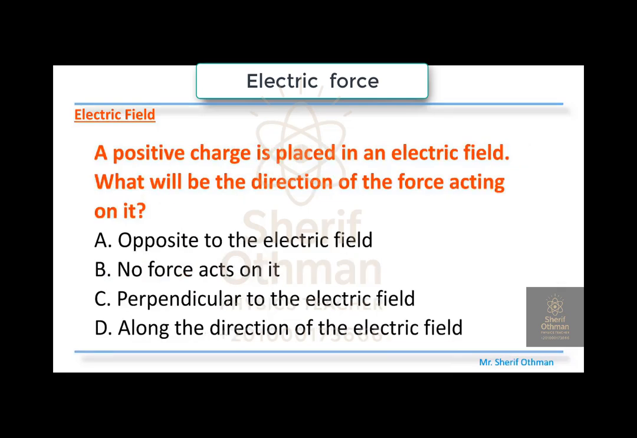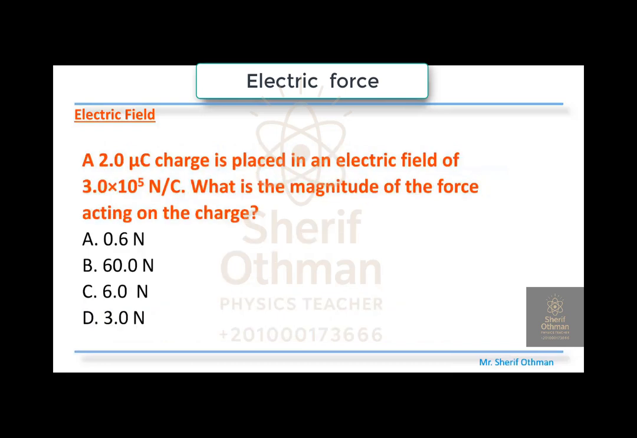A positive charge is placed in an electric field. What will be the direction of the force acting on it? Along the direction of the electric field. If the electric field is directed towards the charge, which is negative, then the force will be directed towards the charge. So the force has the same direction as the electric field.